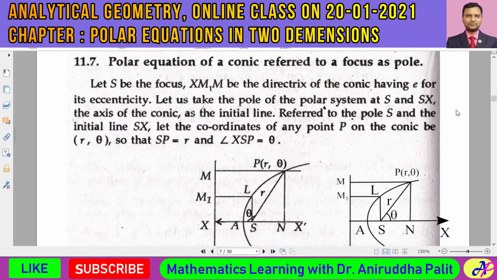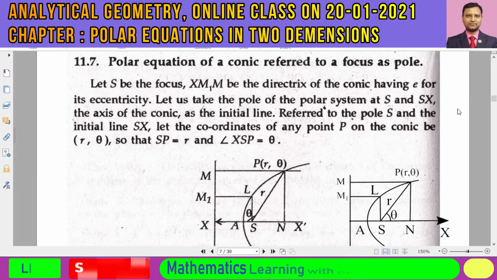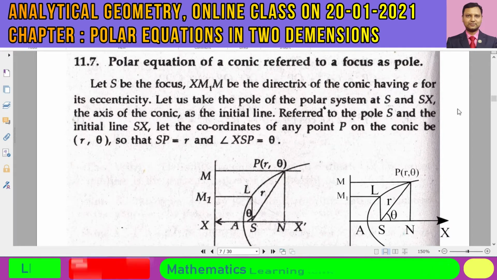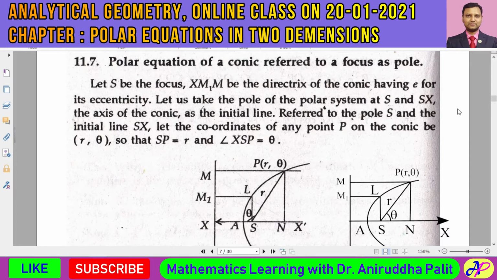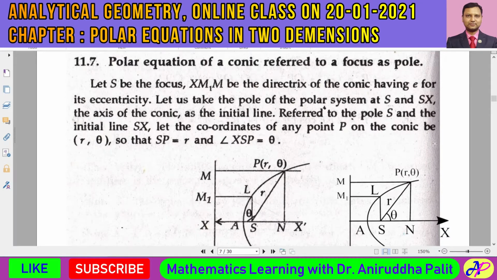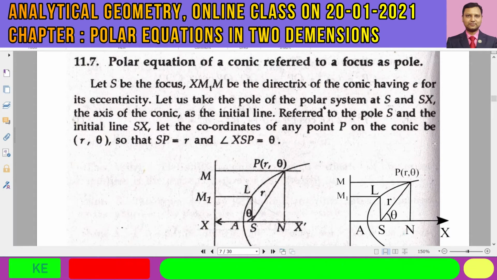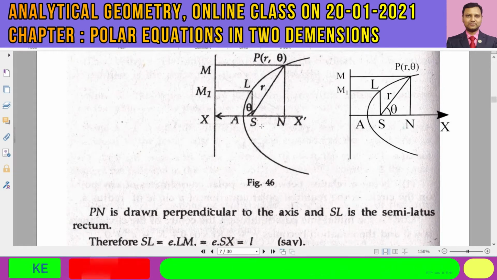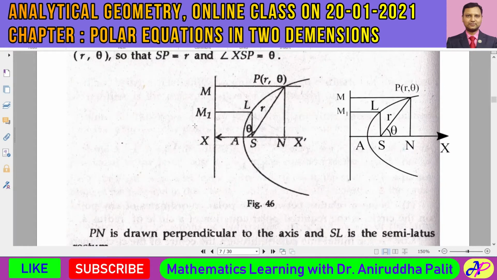Today we are going to discuss the deduction of the polar equation of a conic. We already know how the Cartesian equations of different conics like parabola, hyperbola, or ellipse look. And today we are going to discuss the equation of a conic in terms of polar coordinates. This is the picture you have in your book.